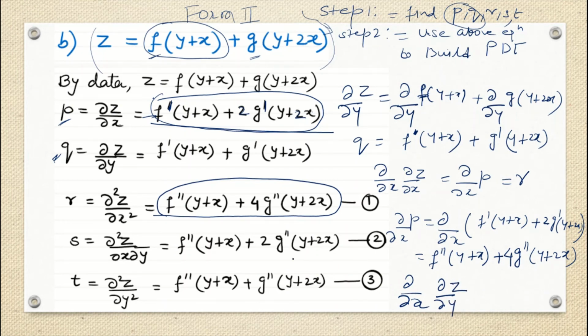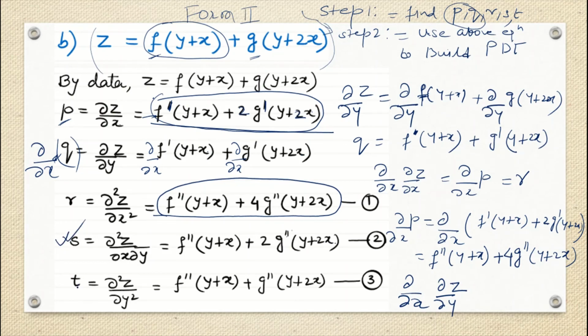That means for q, you are finding del by del x of q. This is your s. Del by del x of f dash x will give you f double dash y plus x, plus del by del x of g dash y plus 2x will give you g double dash y plus 2x, and then 2, and then 2 will go. So 2 g double dash y plus 2x. So s also we have got.